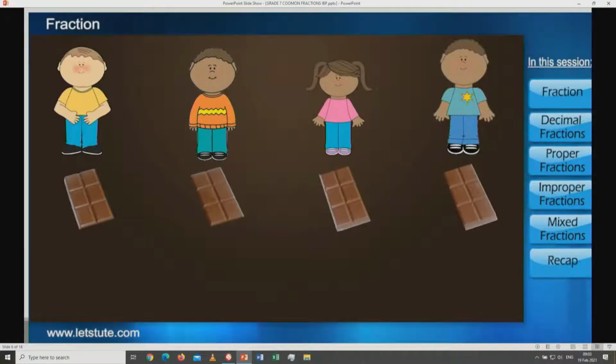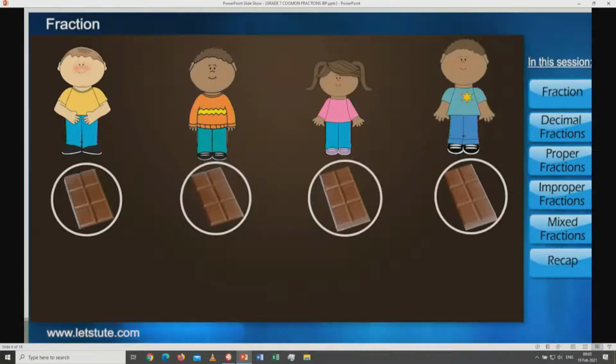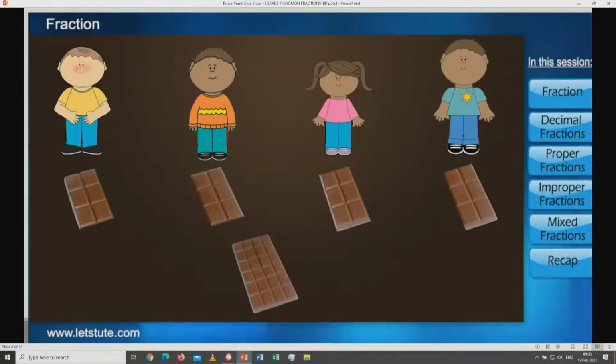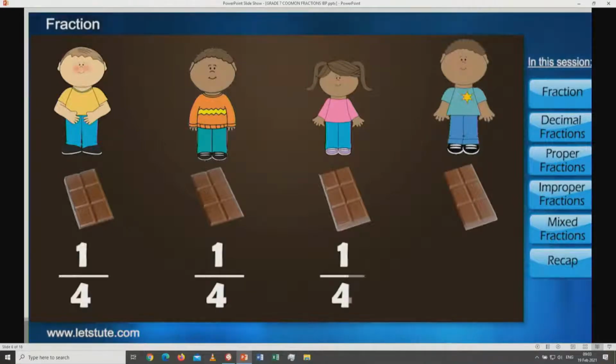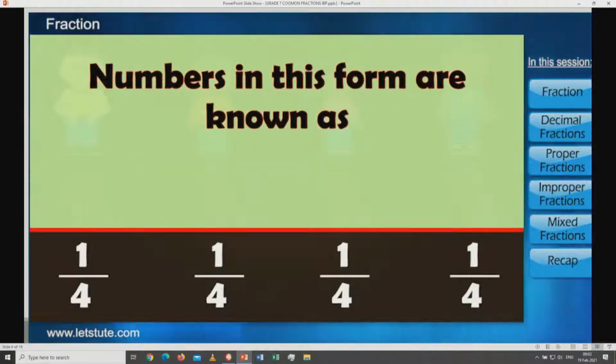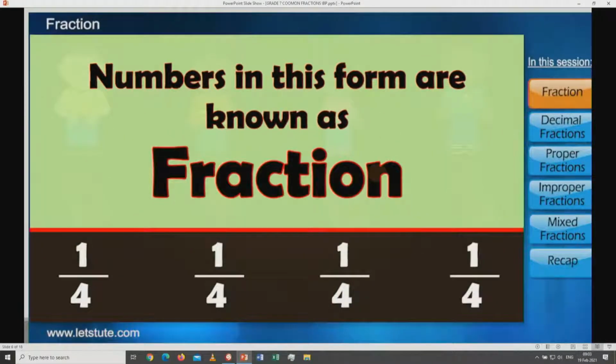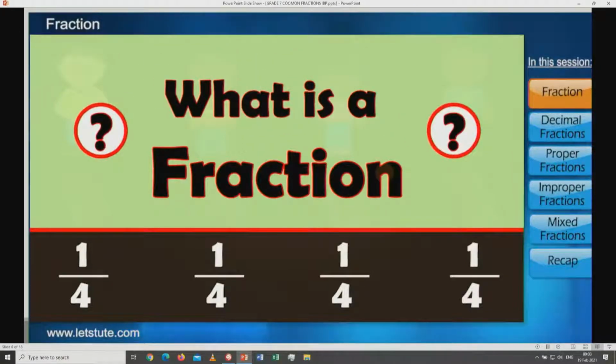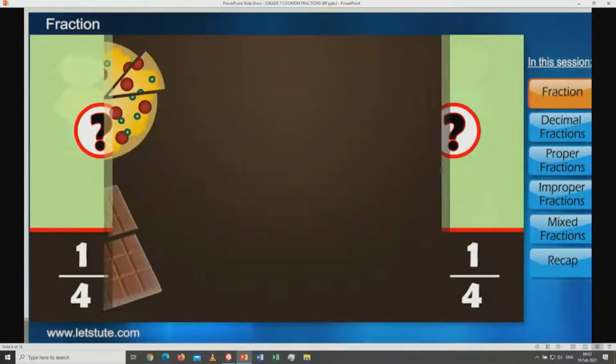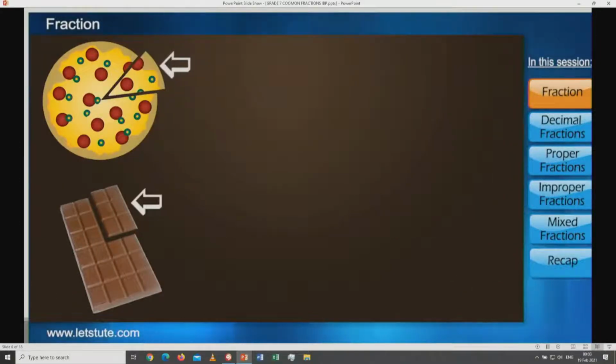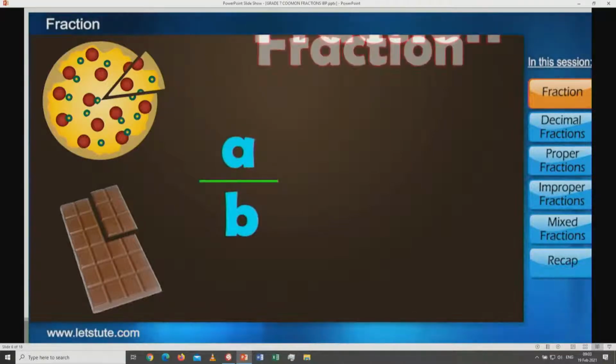Nice. You have divided one whole chocolate into 4 equal parts. So, each one of you will get 1 part out of the 4 parts of the chocolate. Or, can we say that each one of you had 1/4 part of a chocolate? And numbers in this form are known as fractions. So, what is a fraction? Fraction to a layman is just some part or a piece of something. The numbers of the form a by b are called fractions.